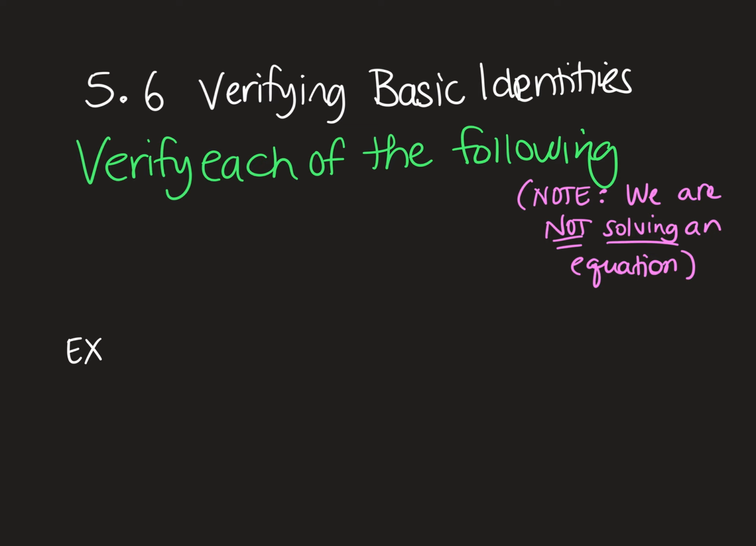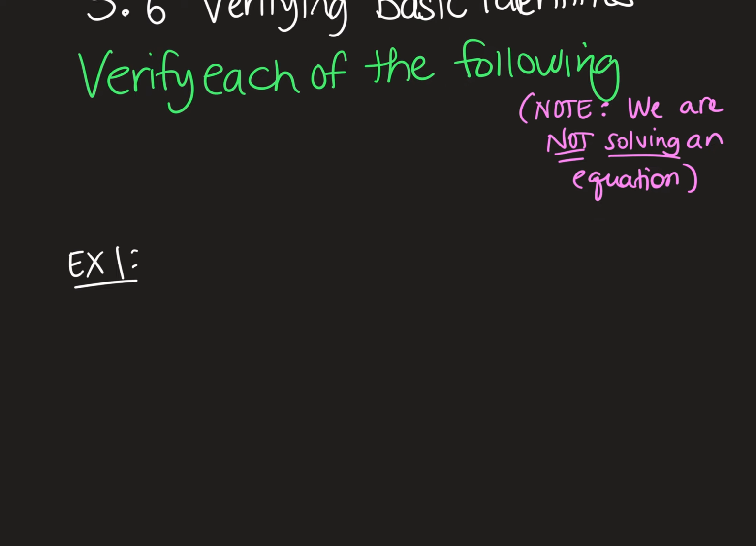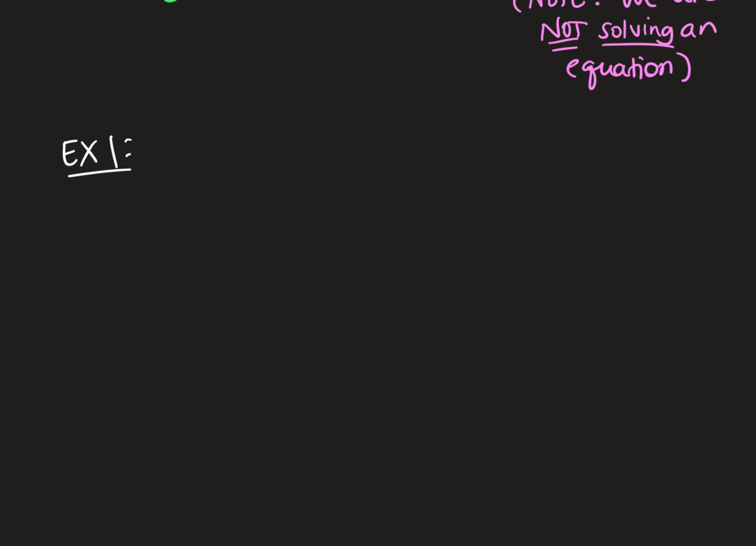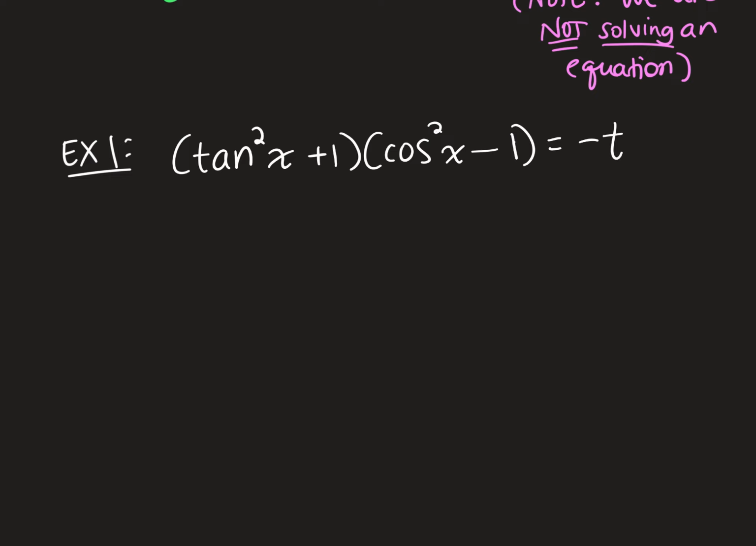That's just not example 2. It's example 1. Mrs. Kopp forgot to count. All right, so let's say I gave you this: tangent squared of x plus 1 times cosine squared of x minus 1. And I want to show that that is equal to negative tangent squared of x.